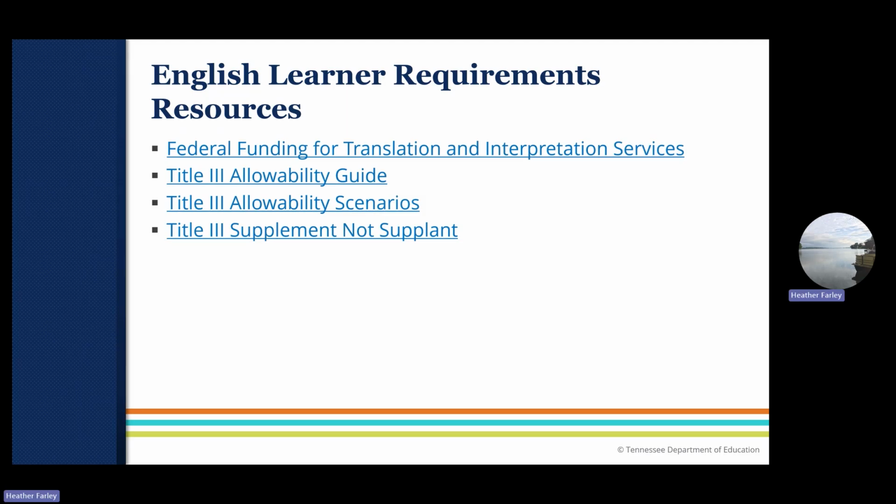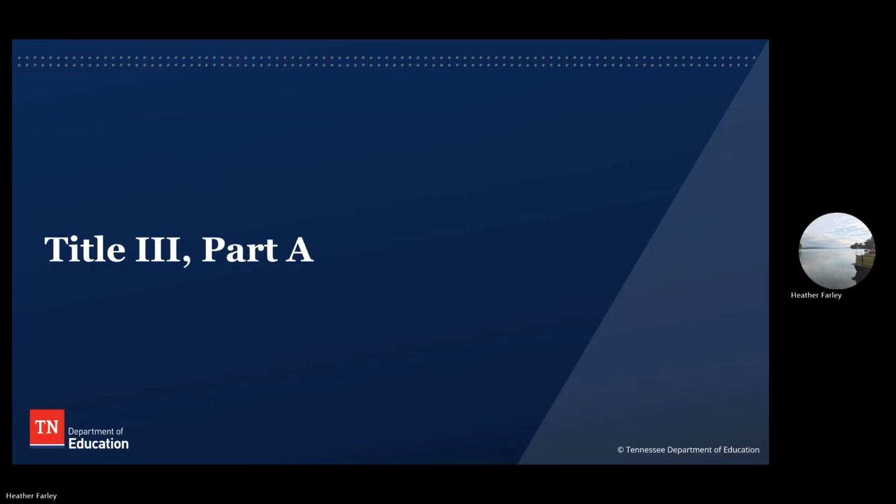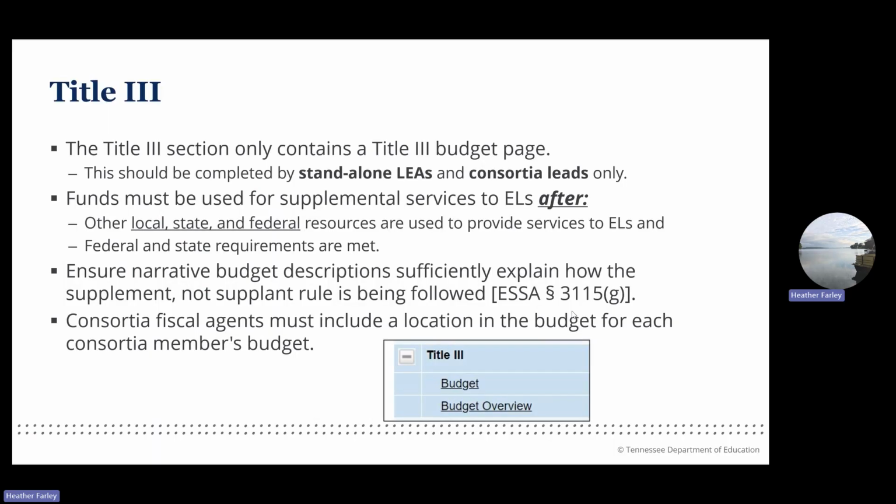Here are a few resources. And then the Title III Part A budget. These are for those that receive 10,000 or more, or you are the consortia lead, so you're standalone. So do ensure when you complete this budget, as you would with the consortia budget, that you provide enough budget description to where we know it is truly supplemental and not supplanting.